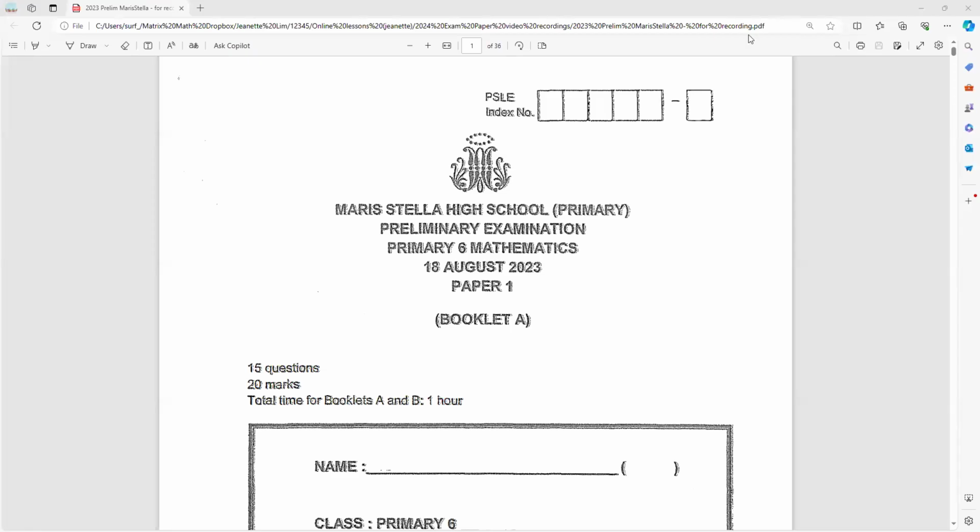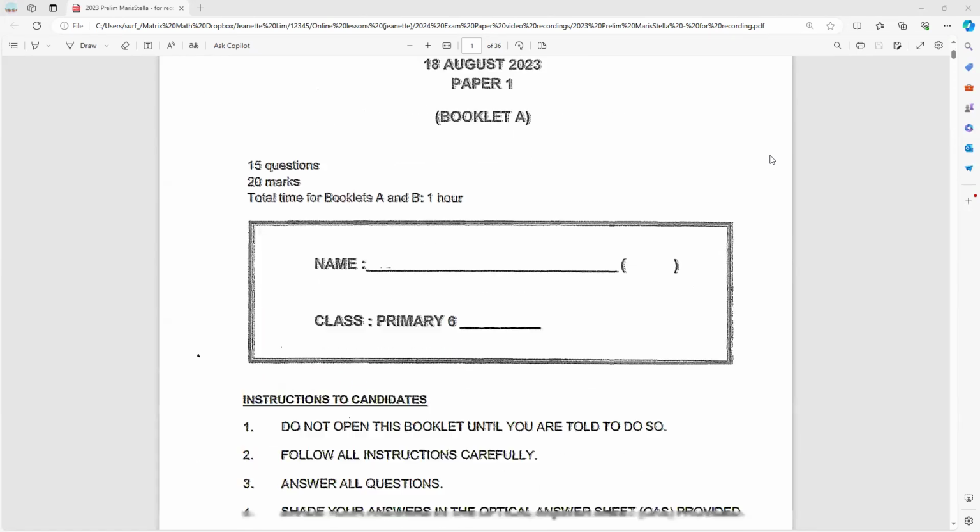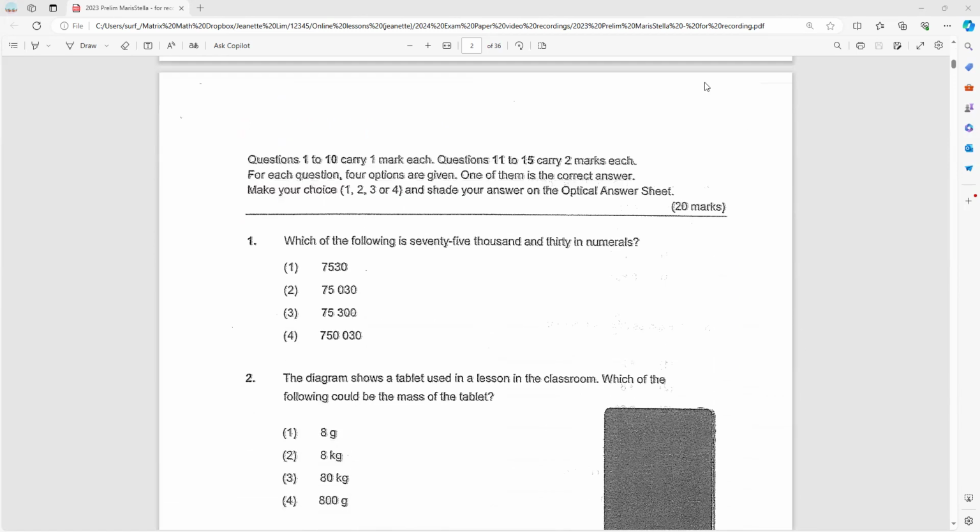Stella, Prelim paper for 2023. This is paper 1. Let's look at question 1. So for question 1, which of the following is 75,030 in numerals? So this is just writing it in numerals.